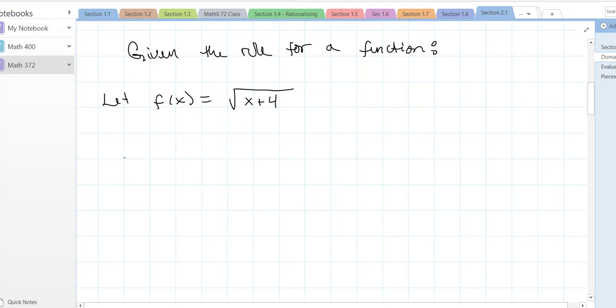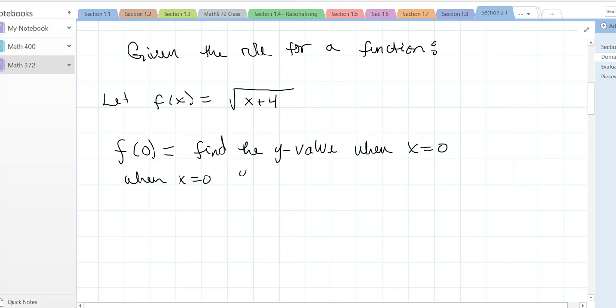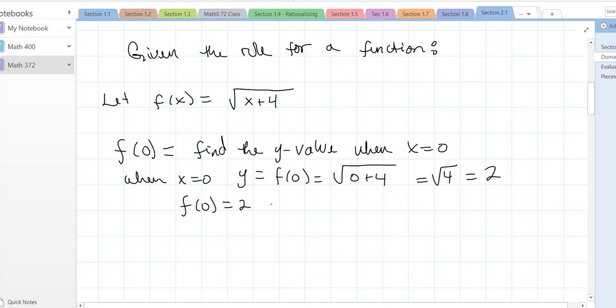So notice that if I start trying to find values, if I do f of 0, what's f of 0? Plug it in. f of 0 is telling me to find the y value when x is 0. So when x is 0, y is going to be f of 0, which is the square root of 0 plus 4, which is the square root of 4, which is 2. So f of 0 is 2.